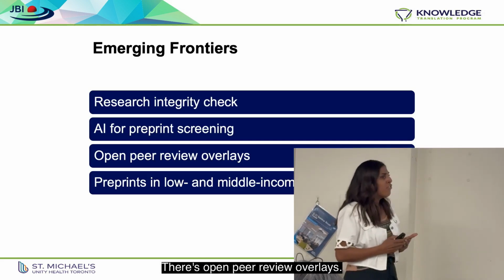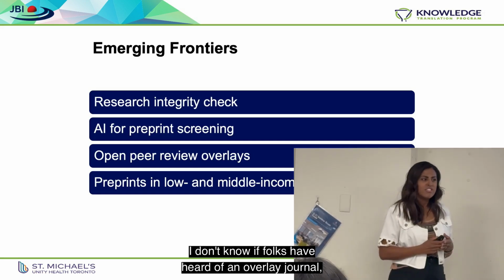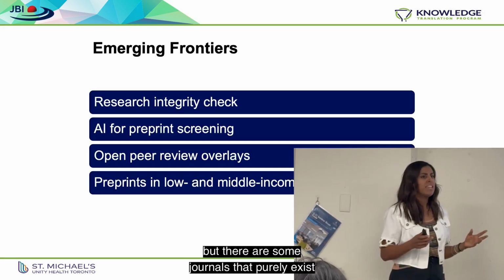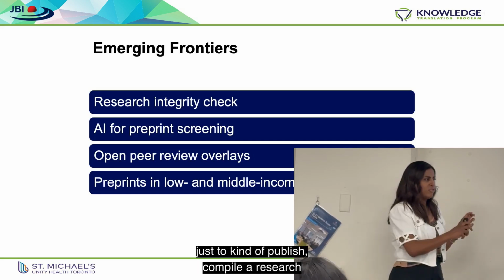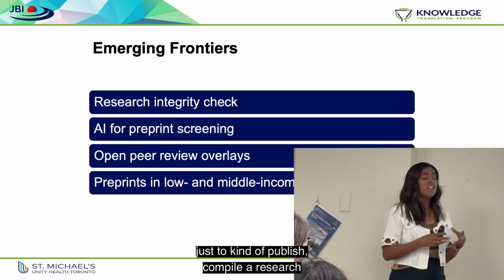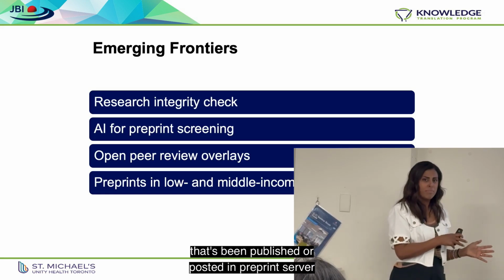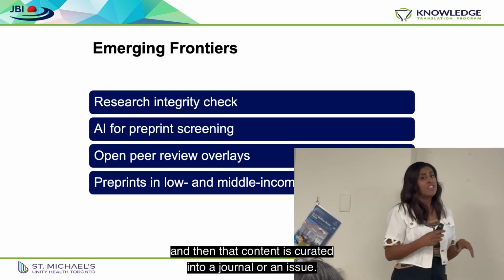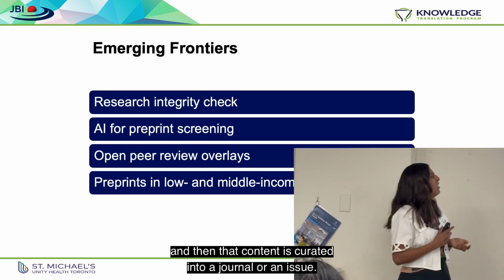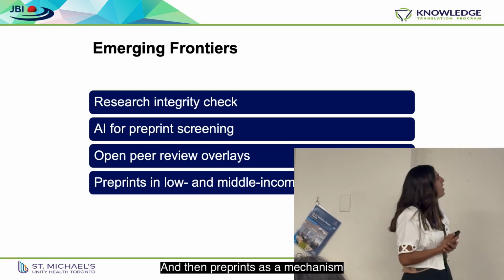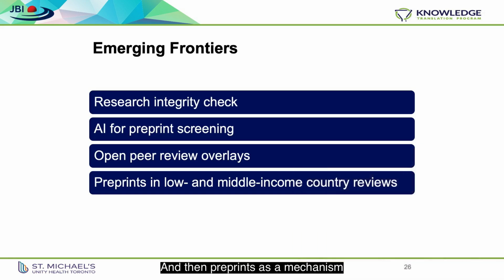There are open peer review overlays. I don't know if folks have heard of an overlay journal, but there are some journals that purely exist to compile research that's been posted on a preprint server, and then that content is curated into a journal or an issue. So that's that idea. And then preprints as a mechanism for increasing equity in publishing. So low and middle income country studies are now maybe more eligible for dissemination through preprints.